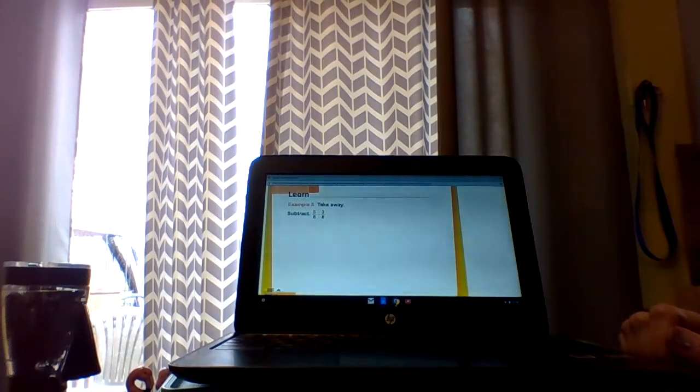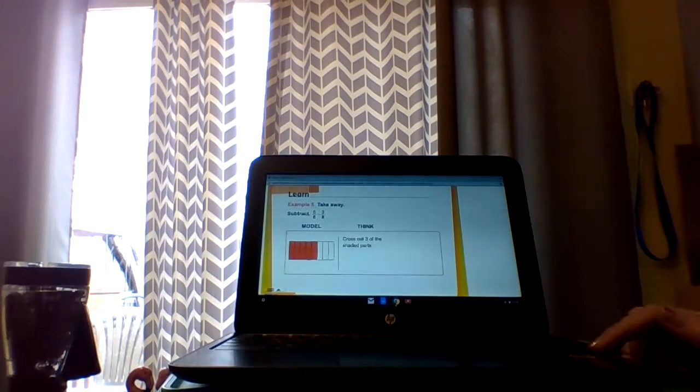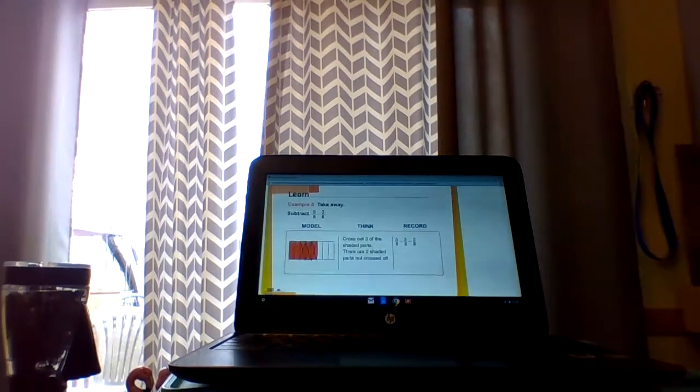5/8 minus 3/8. We have common denominators, so we're ready to rock and roll. What's 5 minus 3? You're right, it's 2. Same denominator, 8. So we have 2/8. Is that in simplest form? Of course not. We have to simplify. What number can be divided into 2 and divided into 8? I knew it. 2. 2 divided by 2 is 1. 8 divided by 2 is 4. So 1/4.